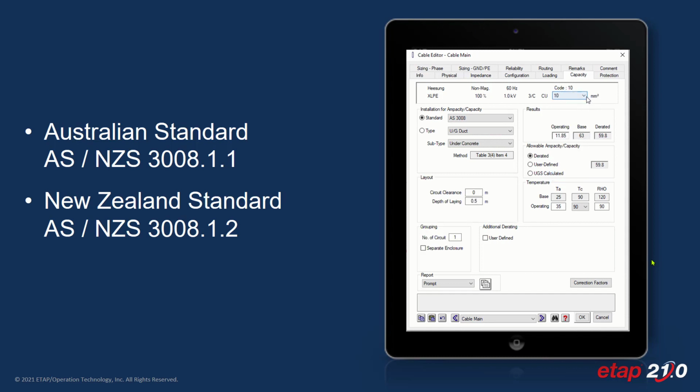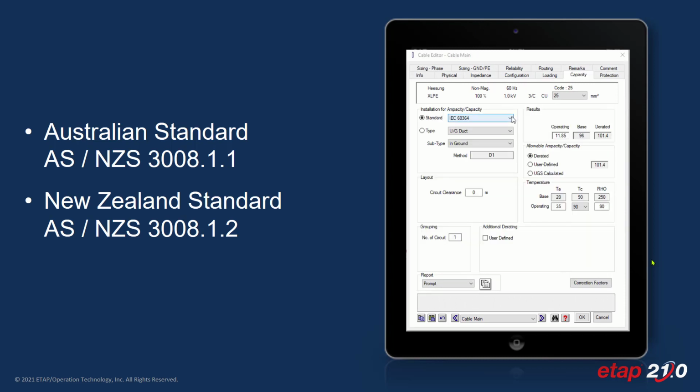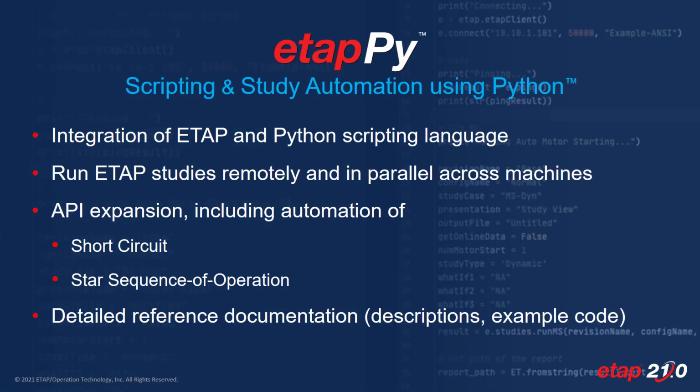Now you can change the size directly from the editor and look at your new results, or from the sizing tab, we can select optimal size provided or one size smaller. And this is provided based on the constraints selected. So you have multiple constraints that you can apply, and once applied, the size will update to keep you within the required objectives. We've also expanded upon our ETAP Python scripting.